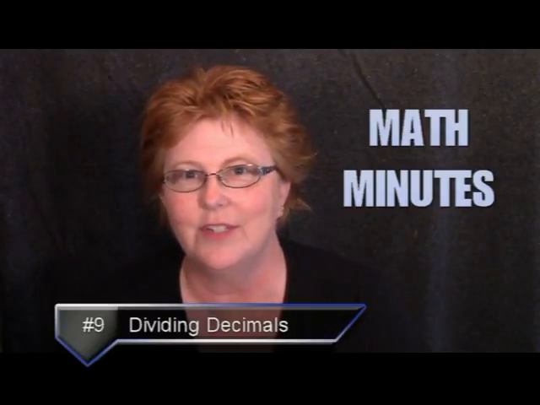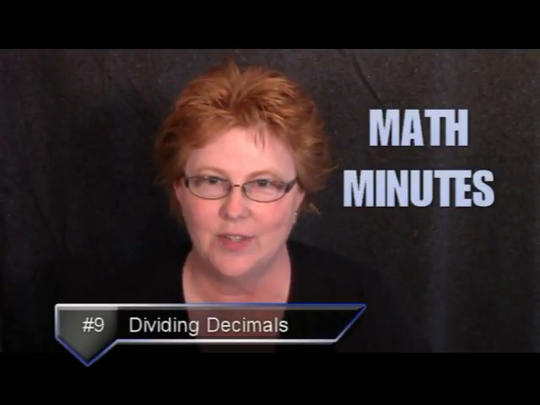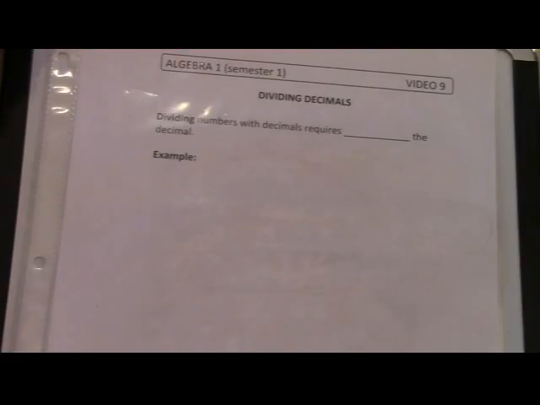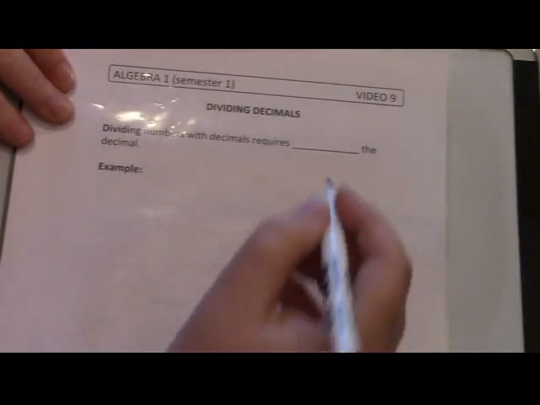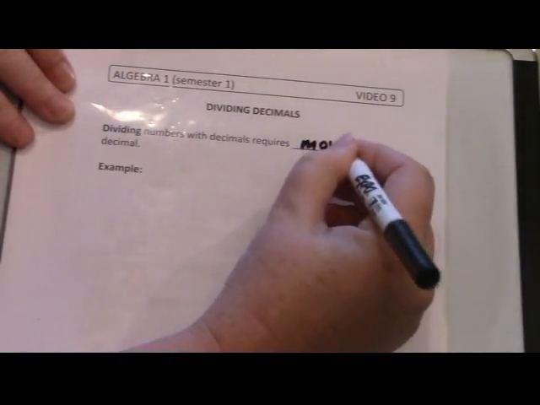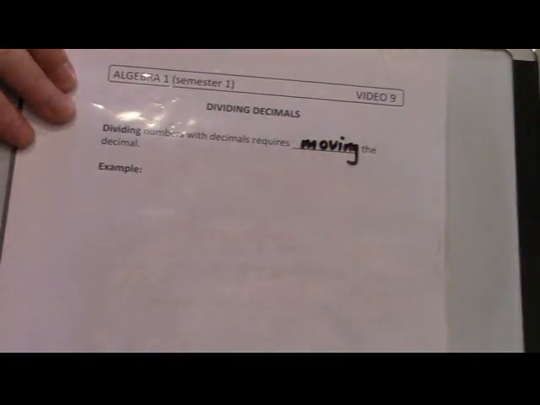We're going to learn how to divide numbers with decimals. Go ahead and get your notebooks out. We're going to be turning to page 10. Dividing numbers that have decimals. Dividing numbers with decimals requires moving the decimal. So let's take a look at an example.